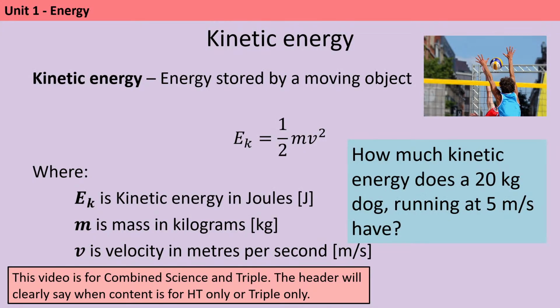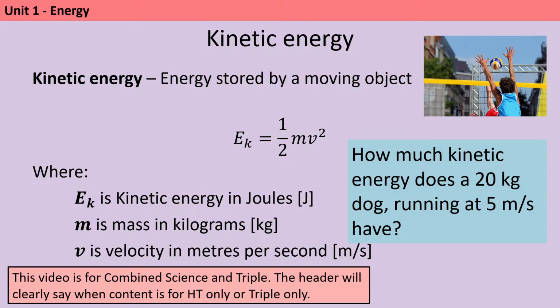The next energy store is kinetic energy, which is where we have a moving object. Things to watch out for with this equation are that the squared sign only refers to the velocity. It's not everything before that that's being squared. A typical question might ask you how much energy has been stored.